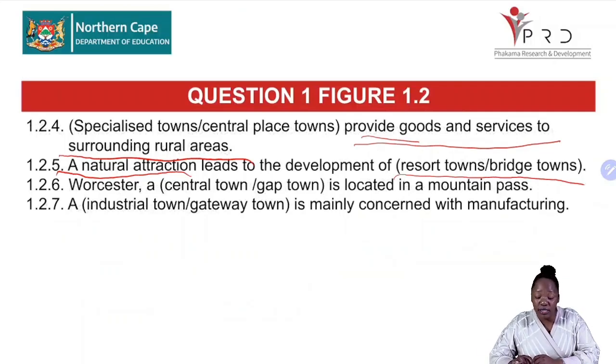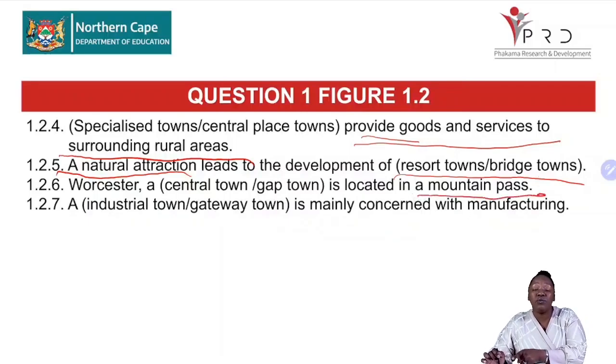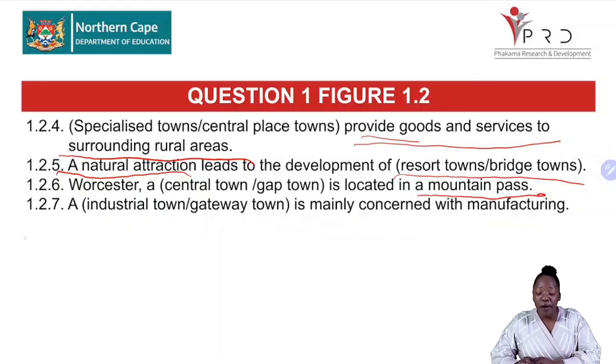Then your 1.2.6, is it a central town or is it a gap town, located in a mountain pass. So the key as well as the action verb is that mountain pass. What type of town will be developed because of this mountain pass? Then your 1.2.7, an industrial town or the gateway town is mainly concerned with manufacturing. So the key as well as the action verb again is manufacturing.